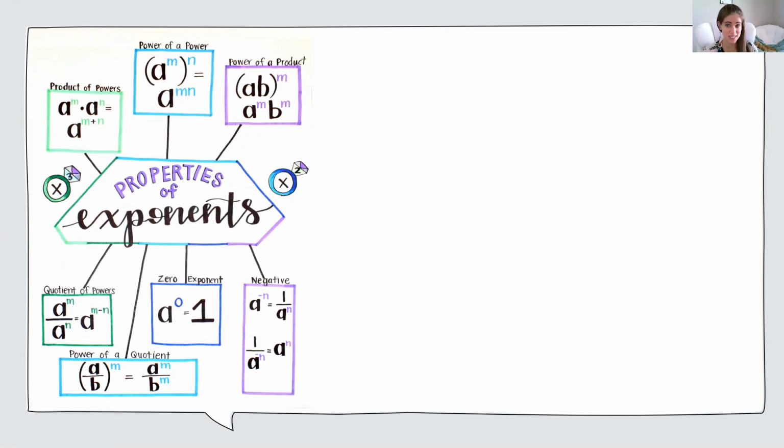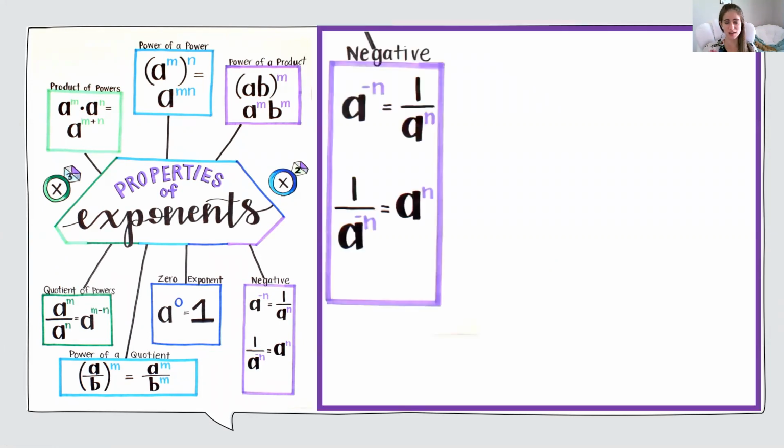However, don't get overwhelmed, because in this video we're not doing all of them. We're just focusing on one, so that we can learn a few at a time. So let's zoom in on our focus for today, negative exponents.